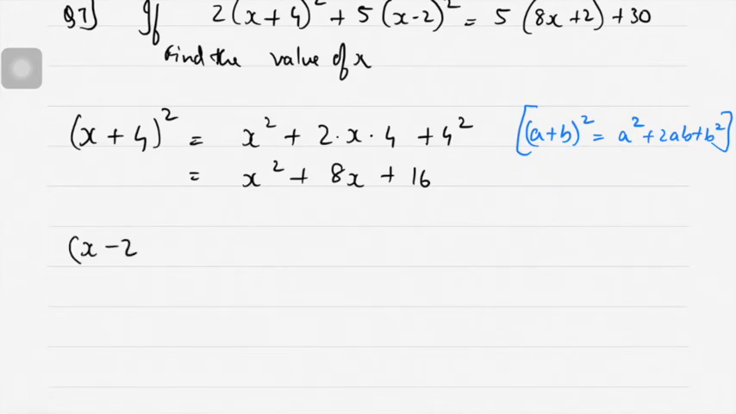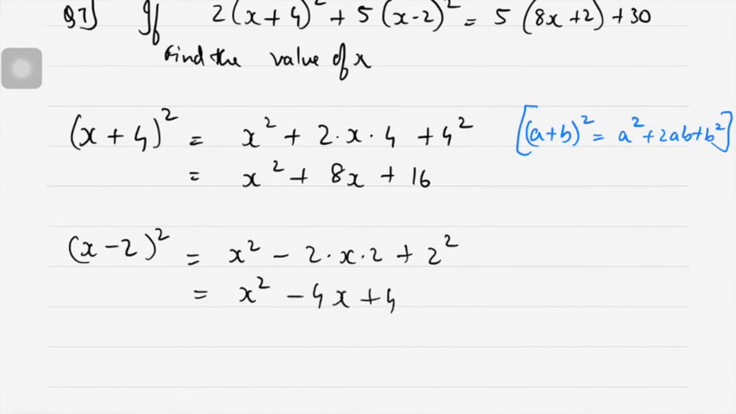Now (x − 2)² is equal to x² − 2 into x into 2 + 2², which is x² − 4x + 4. Correct?